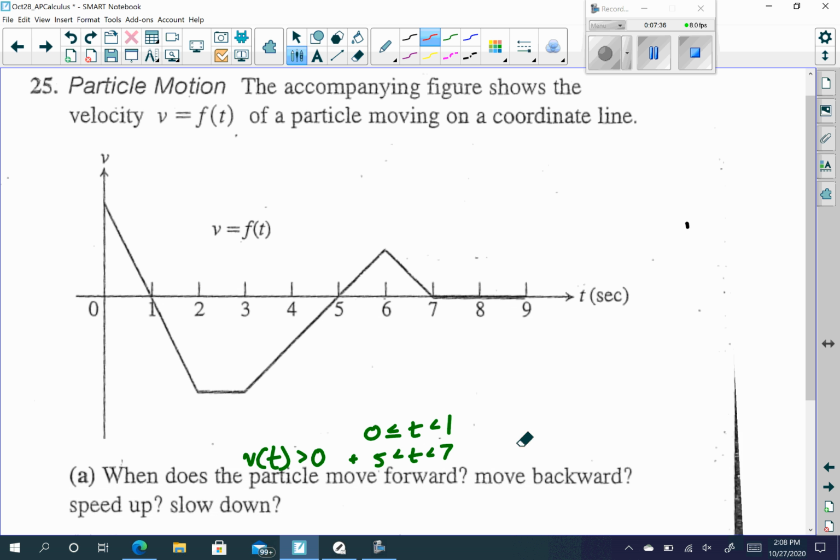All right, moving backward when v of t is less than 0. So that's everything between 1 and 5. Notice the 7 through 9, that's equal to 0. So then this would be from 1 to 5. And again, it's proper to put seconds after all of these.